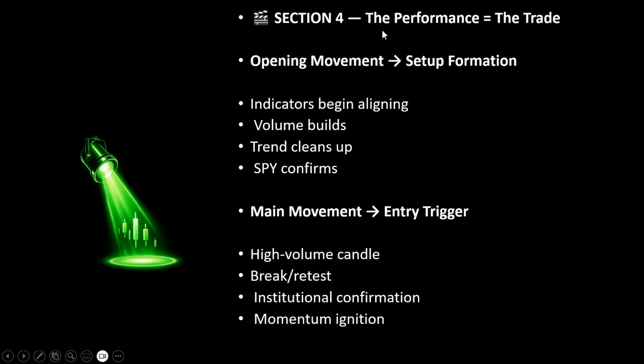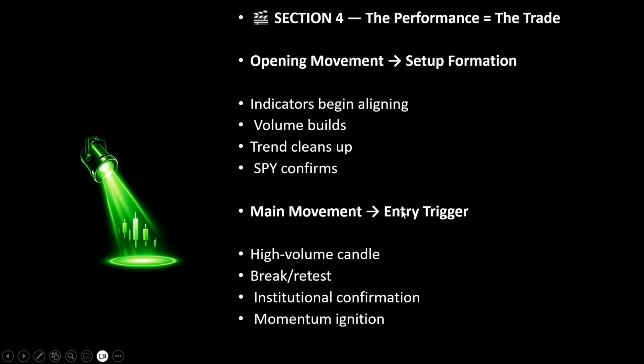Now, section 4, the performance is the trade. Okay, so the opening movement, what we're looking for, the setup formation. The indicators start to align. The volume builds, right? We get high volume candles. The trend clears up. You've got a SPY that's moving up. You've got a stock that's moving up. The SPY confirms that it's moving. Your current time frame momentum goes to bullish or to bearish.